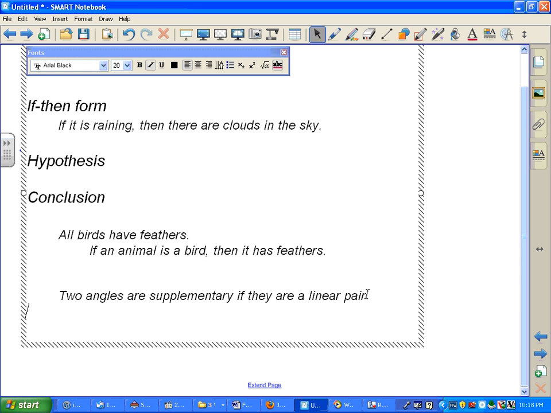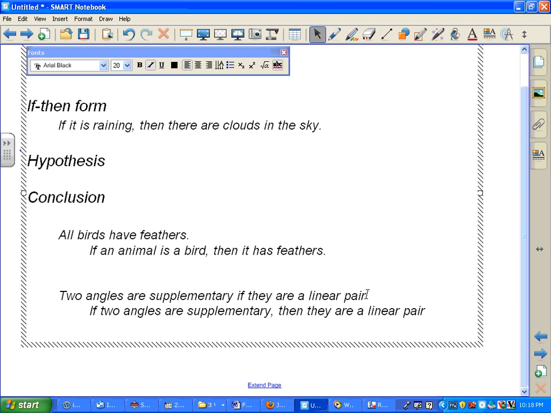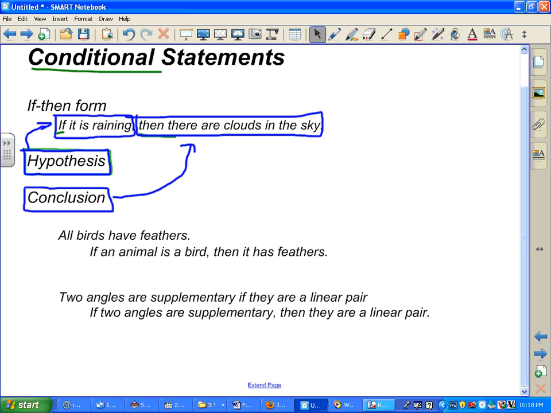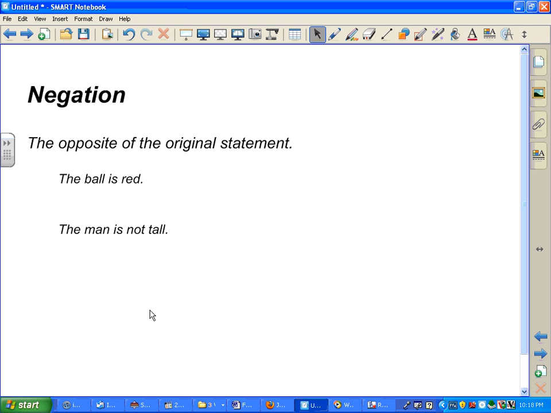Let's take a look at this next one. Two angles are supplementary if they are a linear pair. How would we write this as an if-then? If two angles are supplementary, then they are a linear pair. That's a true statement, but I'm taking a sentence, two angles are supplementary if they are a linear pair, and making it into an if-then, a conditional statement. Hopefully that makes sense. Move on to the next thing.